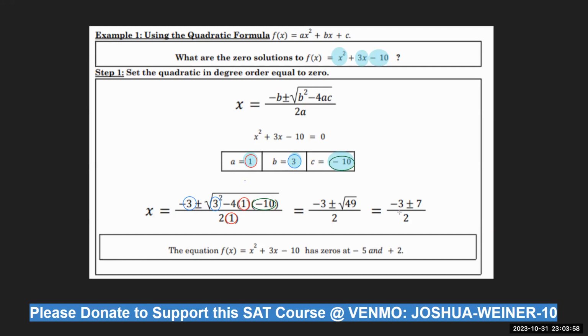So we have the negative solution, negative 5, as well as negative 3 plus 7 divided by 2, which will give us the positive solution. And we're done. The equation f of x equals x squared plus 3x minus 10 has two zero values, one at negative 5 and the other at 2.